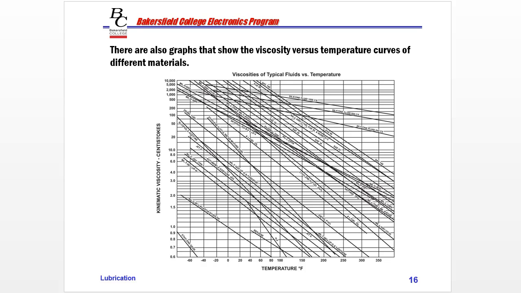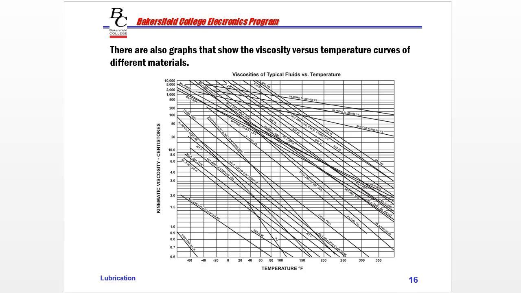Now there's also graphs like this one on this slide that show the viscosity versus temperature curves of different materials. Now this is hard to read, but you can see ethylene oxide, benzene, diesel fuel, fuel oil. Here is silicone fluid with the specification number after it. SAE oil and whatnot. And this is the kinematic viscosity in centistokes, and this is the temperature in Fahrenheit.